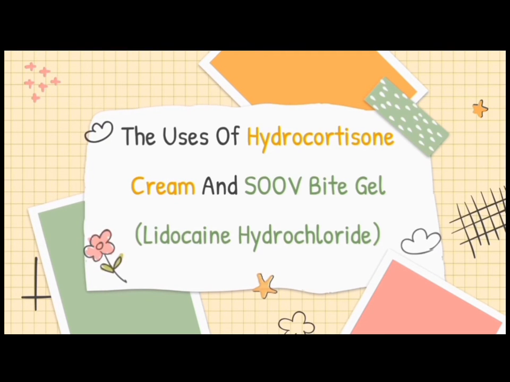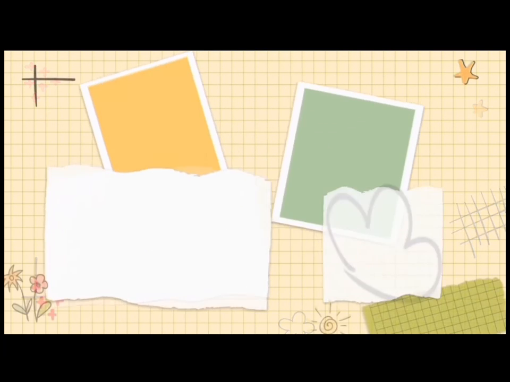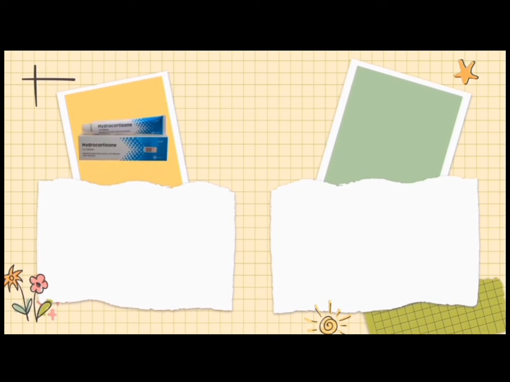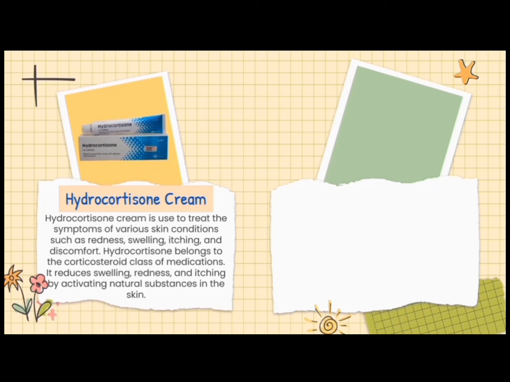The uses of hydrocortisone cream and SOOV bite gel, or lidocaine hydrochloride. So first, I'm going to talk about the hydrocortisone cream. Hydrocortisone cream is used to treat the symptoms of various skin conditions such as redness, swelling, itching, and discomfort. Hydrocortisone belongs to the corticosteroid class of medication. It reduces swelling, redness, and itching by activating natural substances in the skin.